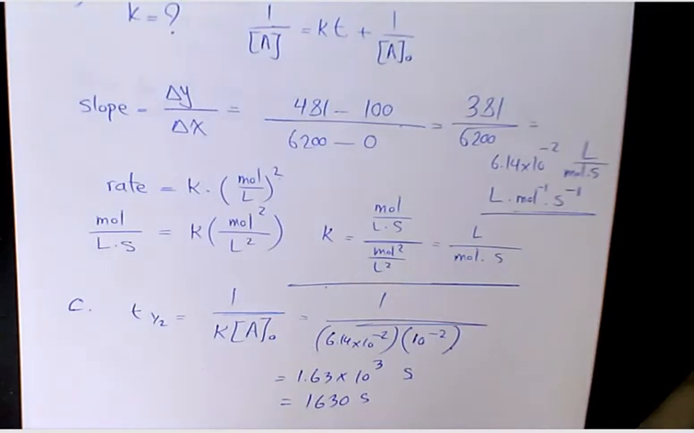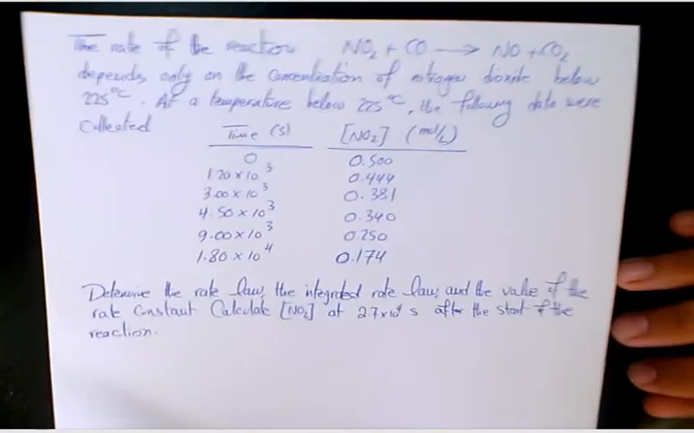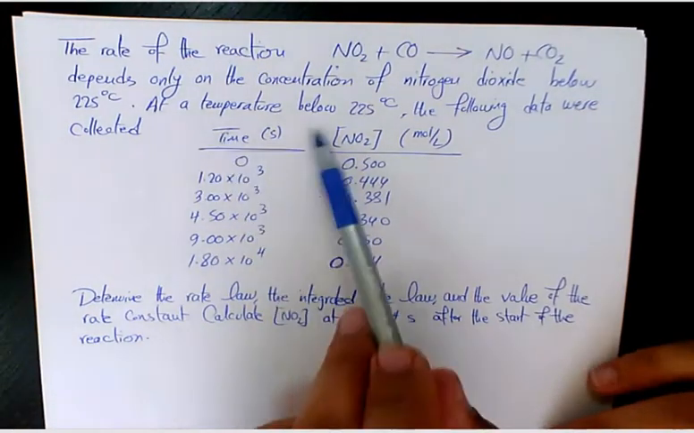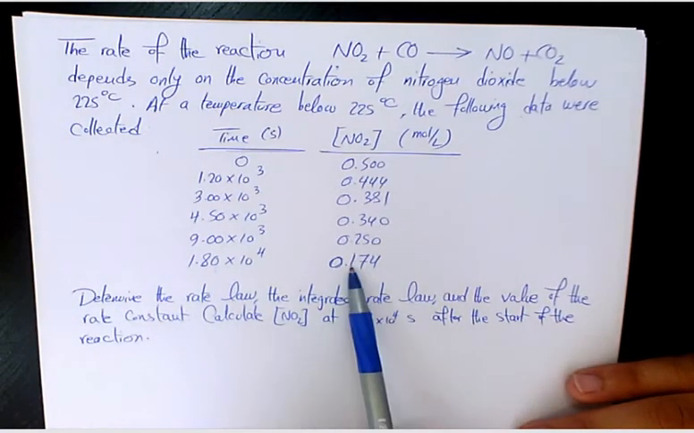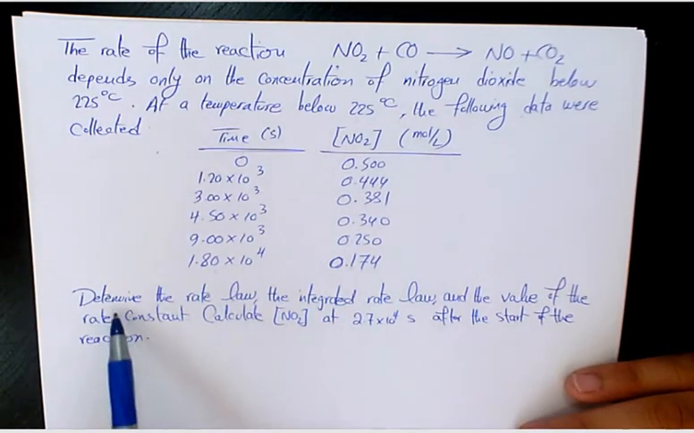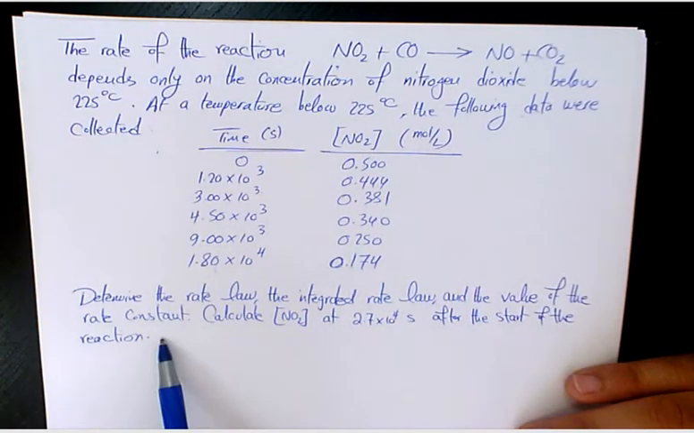Let's see another example. In this example, the rate of the reaction NO2 plus CO gives NO plus CO2 depends only on the concentration of nitrogen dioxide, which is NO2, below 225 degrees Celsius. At a temperature below 225 degrees, the following data were collected. Here we have time, and here we have concentration. As you see here, the concentration is reducing over time. It says determine the rate law, the integrated rate law, and the value of the rate constant.